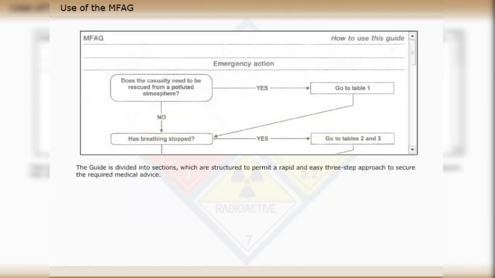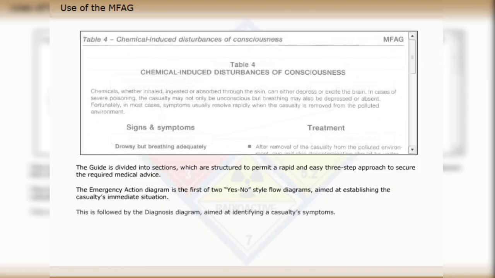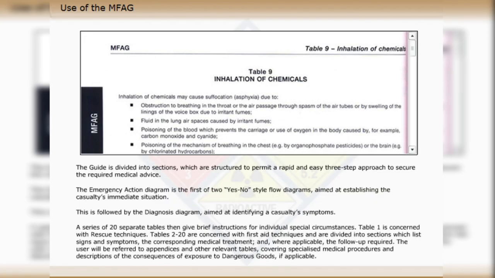The guide is divided into sections which are structured to permit a rapid and easy three-step approach to secure the required medical advice. The emergency action diagram is the first of two yes-no style flow diagrams aimed at establishing the casualty's immediate situation. This is followed by the diagnosis diagram, aimed at identifying a casualty's symptoms. A series of 20 separate tables then give brief instructions for individual special circumstances.